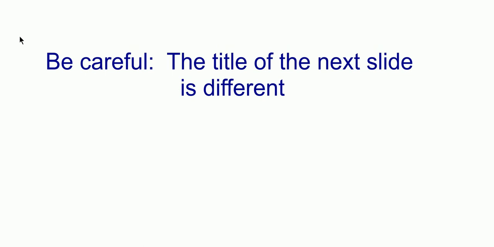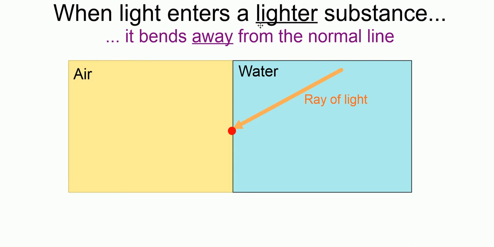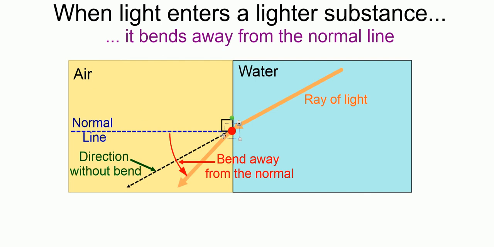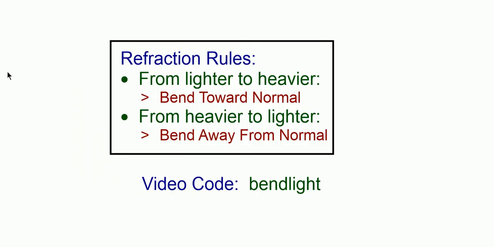Okay? Now be careful. The next slide has a slightly different title. Looks the same. When light enters a lighter substance, it bends away from the normal line. Okay? Here, would you agree we're coming from heavier water into lighter air, aren't we? Sure. Let's first draw a normal line, same thing at that spot, perpendicular line. Now it says it's going to bend away from the normal line. Doesn't that mean this? Can you see it? The ray would have gone here, but it bent out here, didn't it? Away from that normal line. See it?